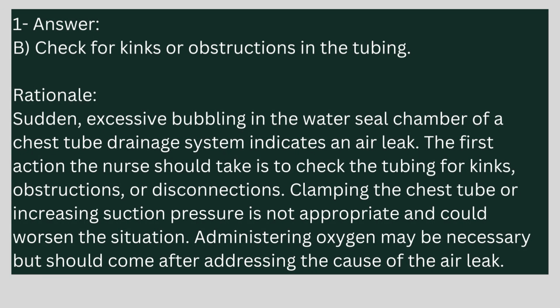Answer 1. B. Check for kinks or obstructions in the tubing. Rationale: sudden, excessive bubbling in the water-sealed chamber of a chest tube drainage system indicates an air leak. The first action the nurse should take is to check the tubing for kinks, obstructions, or disconnections. Clamping the chest tube or increasing suction pressure is not appropriate and could worsen the situation. Administering oxygen may be necessary but should come after addressing the cause of the air leak.